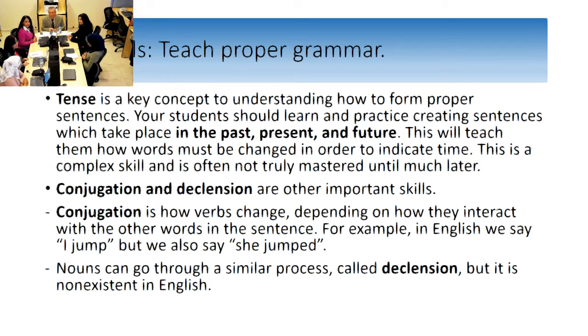And nouns can go together through a similar process called declension, but it is non-extant in English. Yeah, we don't have this in English, but we mentioned it because we are talking about writing as a whole, in general, for all languages. Some languages can have declension. Like conjugation with verbs, declension goes with nouns.